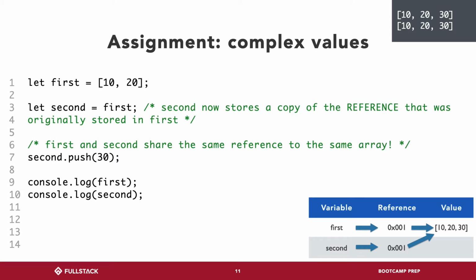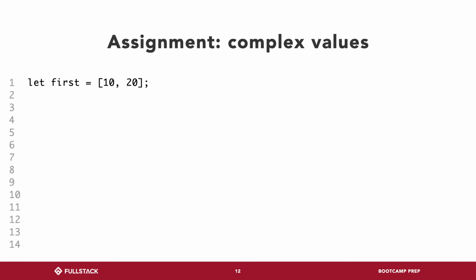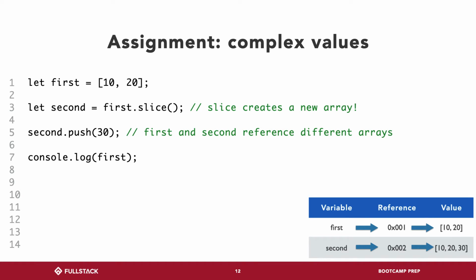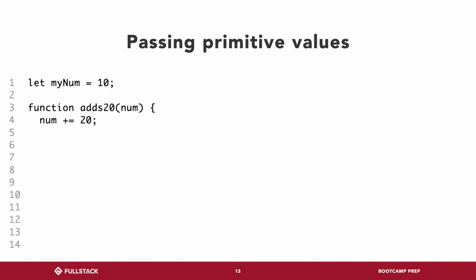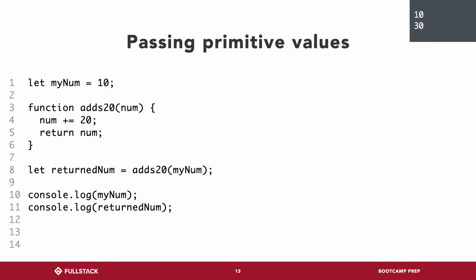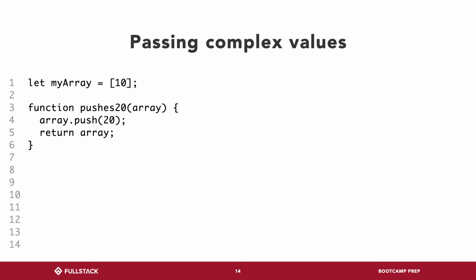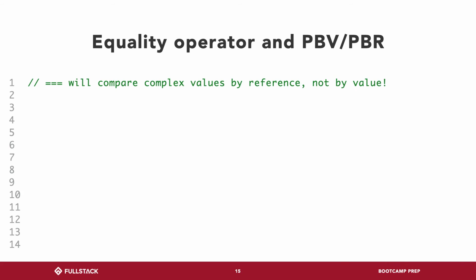Slice, though, is different. Slice goes in and copies all the values and puts them in a new array. But if something in that array is complex, like an array or an object, then it will copy the reference. In this example, there isn't anything complex inside the array. There is nothing different. Does that make sense? Cool.